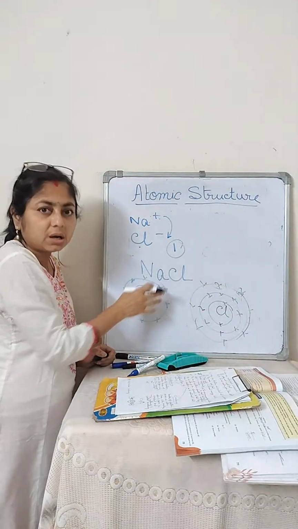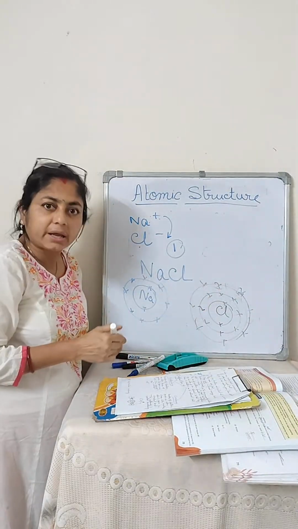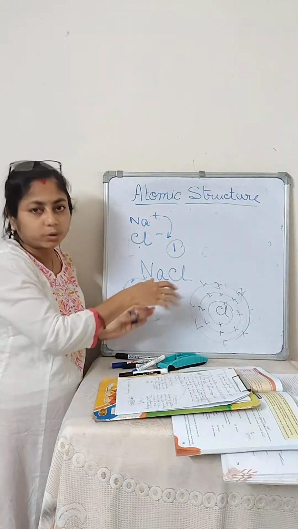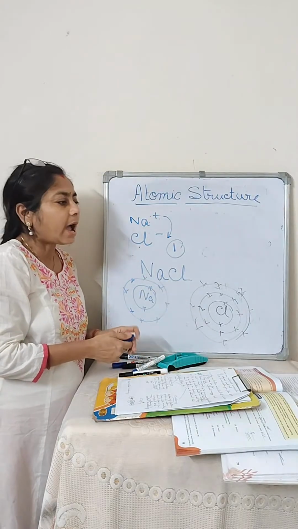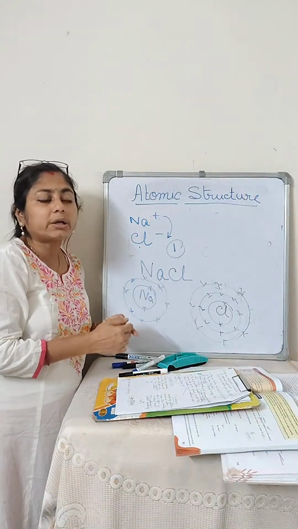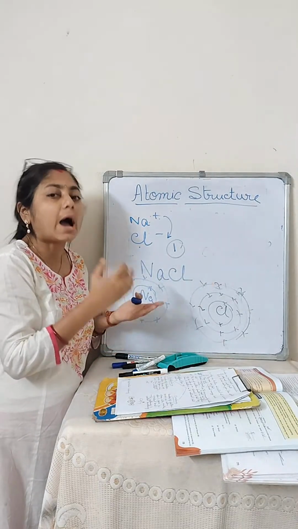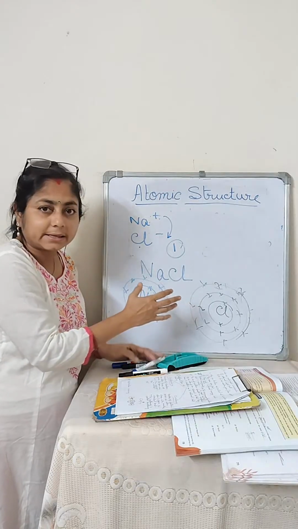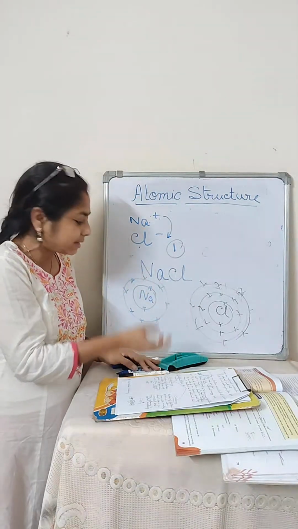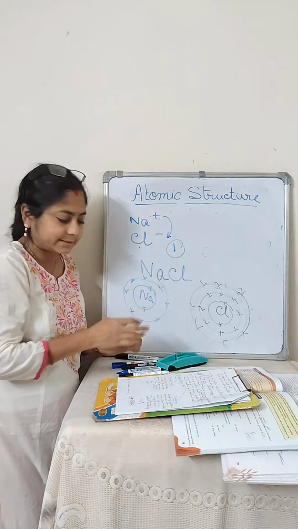This is 2 shell 8. This is 3 shell 8, and it is sodium chloride. In that case, electrons are totally given and totally accepted, so ions are formed, and this valency is called electrovalency, and this compound is NaCl.